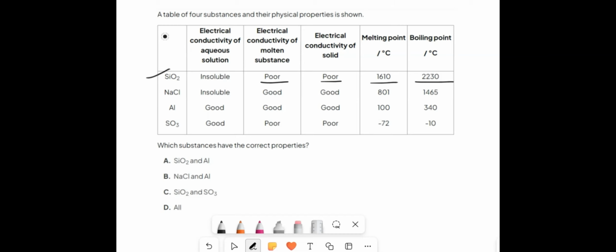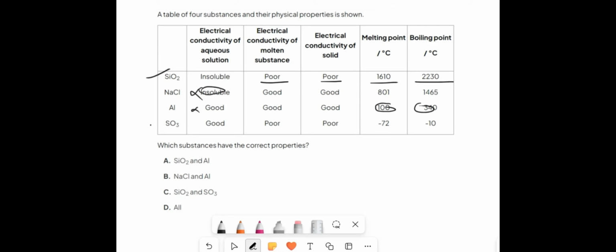NaCl, sodium chloride, is soluble in water, and it is incorrect. So that means this one is not correct. Aluminium is a good conductor, good. Okay, let's look at the melting and boiling point. Melting and boiling point of aluminium is high, but these are low. That means this is incorrect.